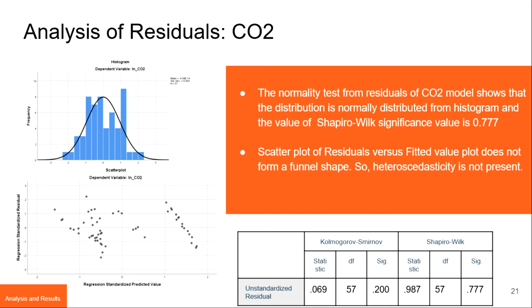From the analysis of residuals for CO2, we can see that the Shapiro-Wilk significance value is 0.777, which shows that the distribution is normal, which can also be seen in the histogram. From the scatter plot of residuals versus fitted, we see that there is no funnel shape and an absence of heteroscedasticity.